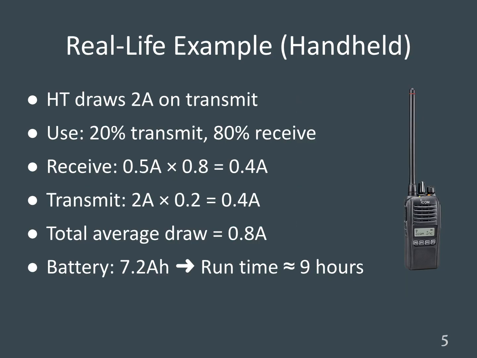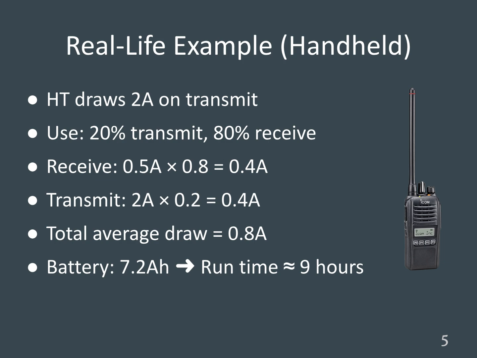Next slide, please. Here's a handheld radio example. We calculate the average current draw based on how often it transmits and receives, which gives us a realistic runtime. For example, if a handheld draws 2 amps on transmit and we transmit 20% of the time, receive 80% of the time, we can do some math to calculate the amps we'll be using.